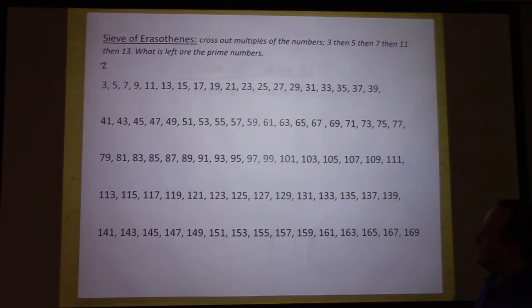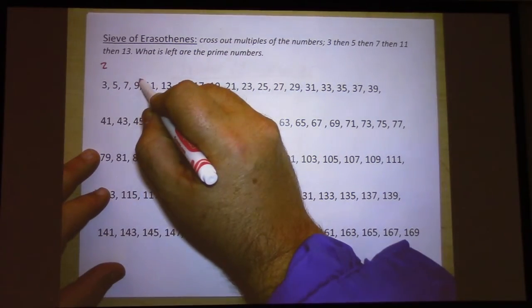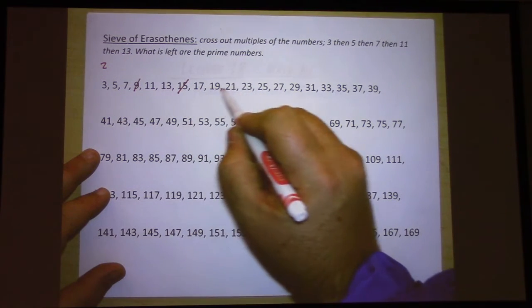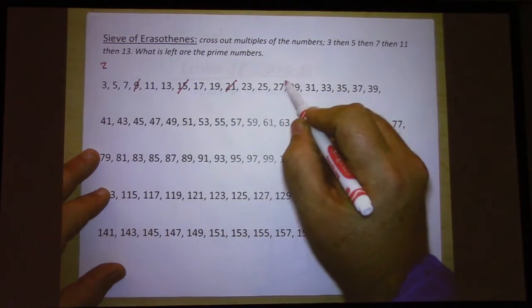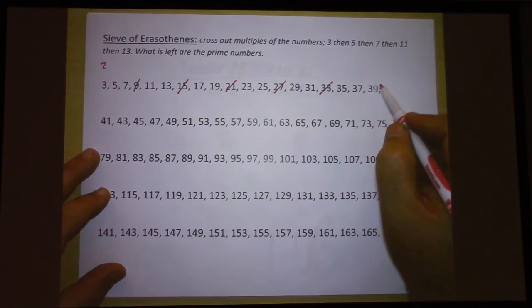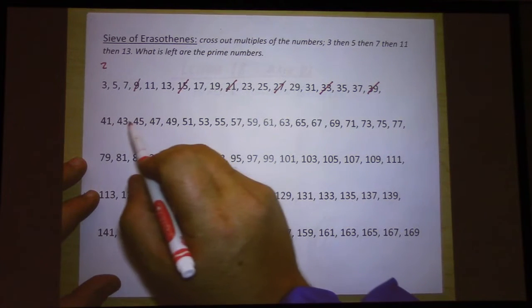We can start with 3. Any multiple of 3 is not prime, right? Well, 3 times 2 is 6. I already got rid of that. But what's 3 times 3? 9. So I cross out 9. What else is a multiple of 3? 15, 21, 27. 3 times 11 is 33. 3 times 13, 39. What's the next one?